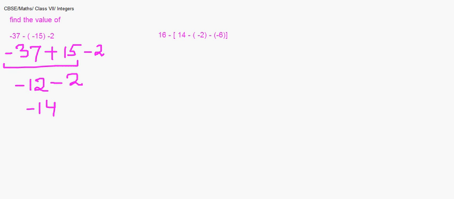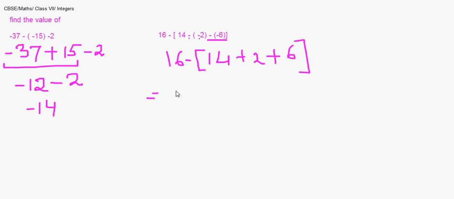Now go on to the next one. Let's remove the first bracket first. Let this be in the bracket. Minus and minus gives you plus, so it becomes 14 plus 2. If you remove this bracket again, it is again having two negatives, that makes it a positive. Inside the bracket, it's actually 14 plus 2 plus 6, that is 22.